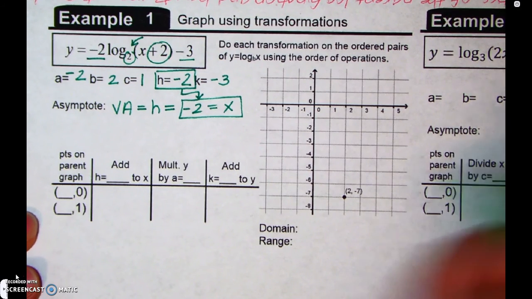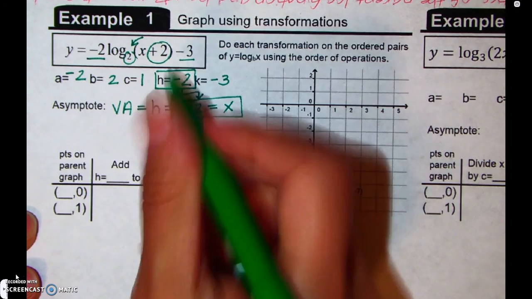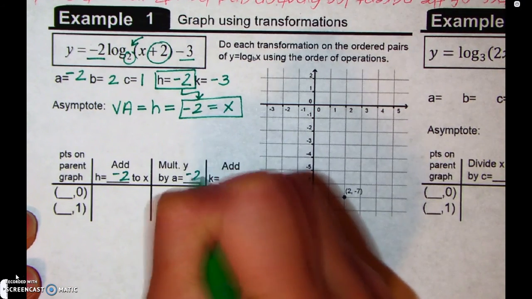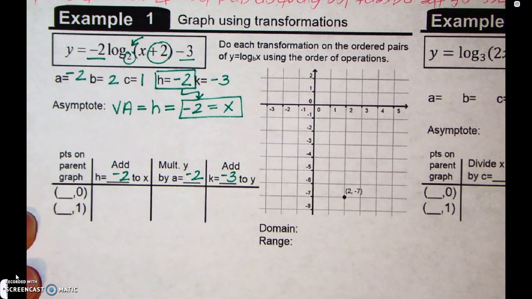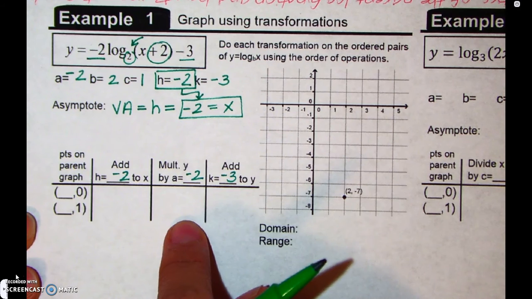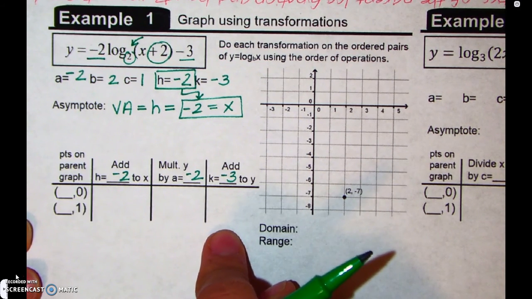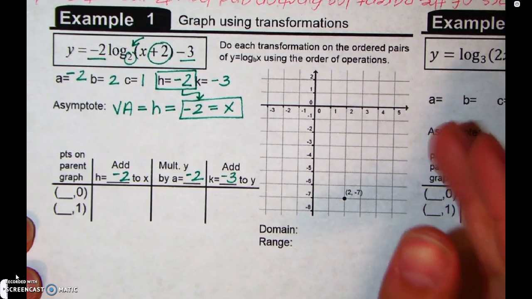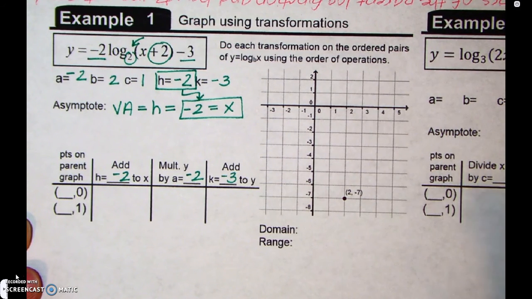The next thing we're going to do is take all of this information and plot it into our table. So I know that H is equal to -2, A is equal to -2, and K is equal to -3. Okay, if you are in first, second, or 8th period, this table might be a little bit confusing for you, but if it is, you can skip it and go to just graphing it into your calculator. If you want to get the extra challenge and try to follow along, you can. 3rd and 7th period should be able to do this, okay?